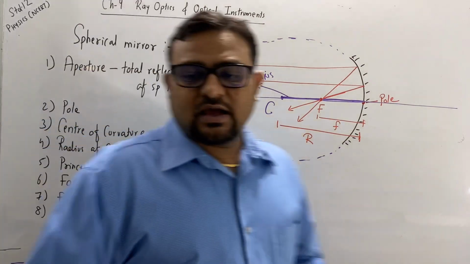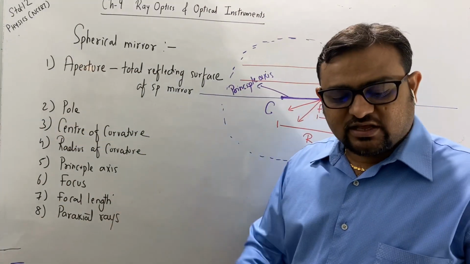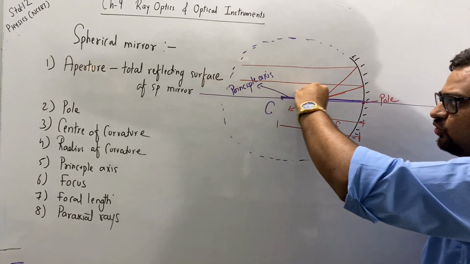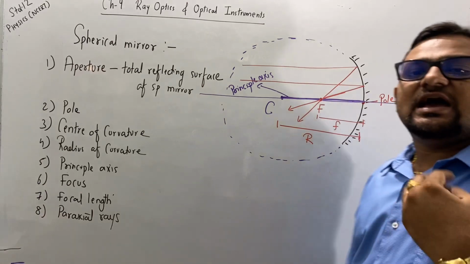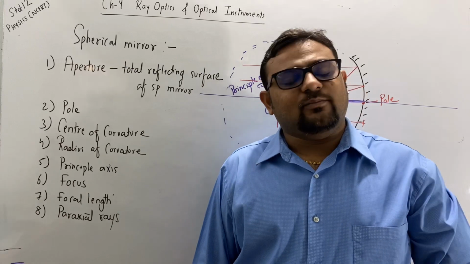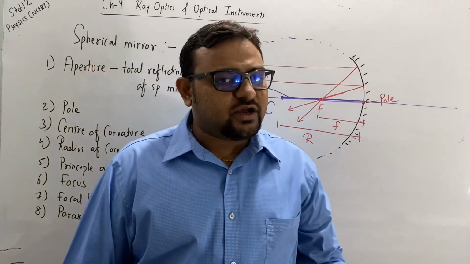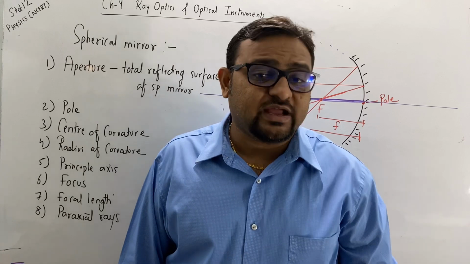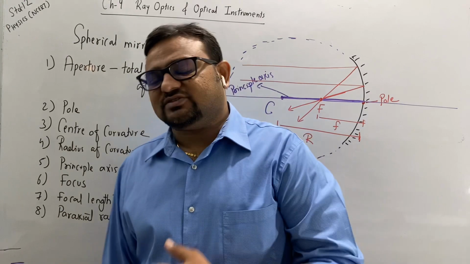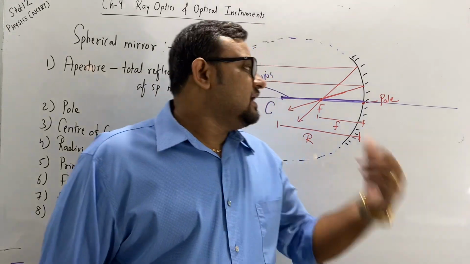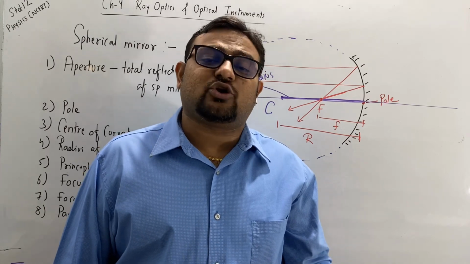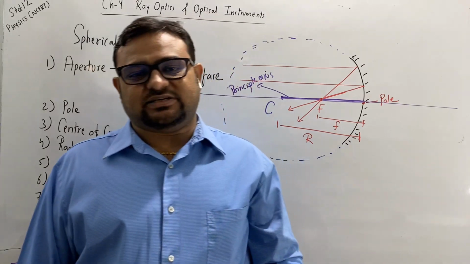The next point is paraxial rays. The rays which are very close and parallel to principal axis are called paraxial rays. Okay, so in most of the cases, we are going to take paraxial rays in numericals and while studying various theoretical concepts. We are going to consider the paraxial rays. So, what are paraxial rays? The rays very close and parallel to principal axis.